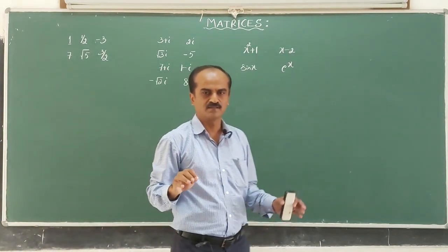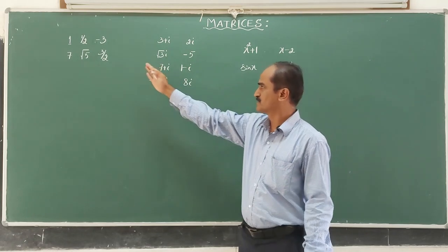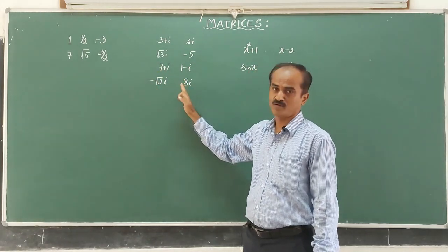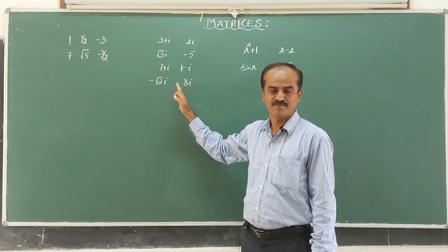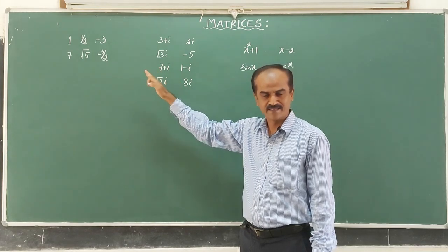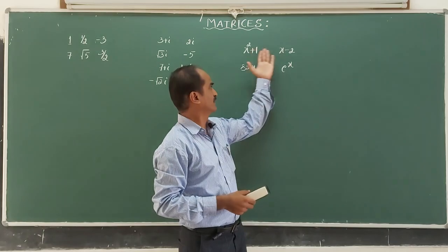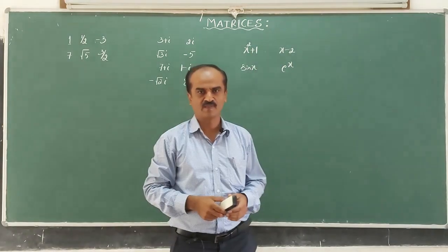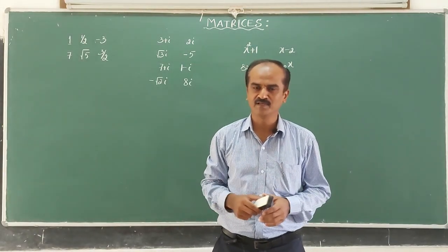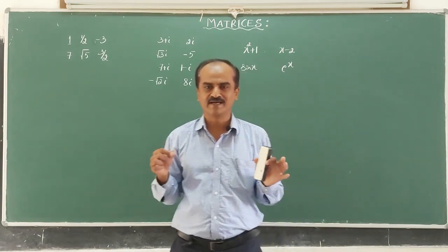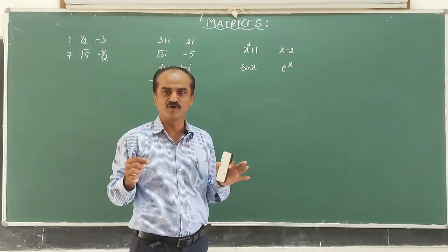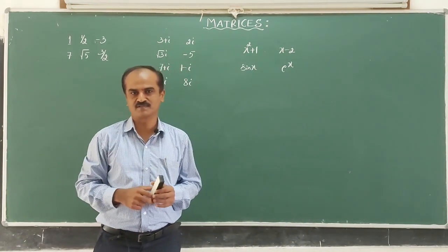So these are the numbers. Numbers may be either real or complex. An array of numbers, either real or complex, or maybe functions. Here I have written a set of functions. How did I write them? Not randomly. Systematically they are arranged in the form of rows and columns.